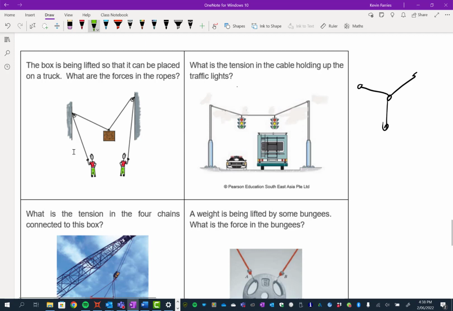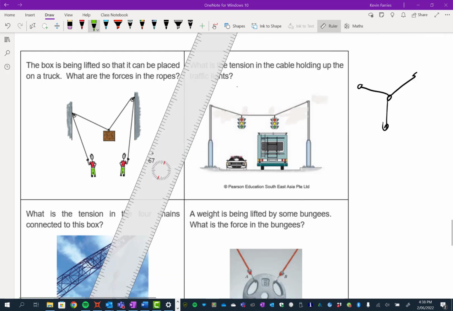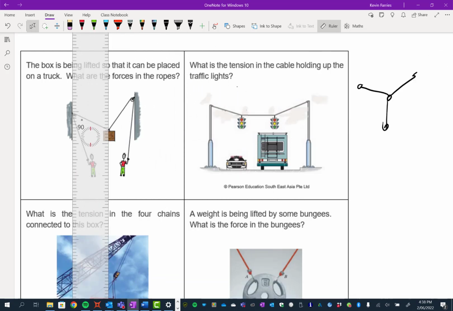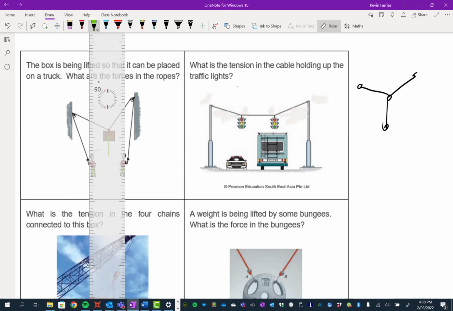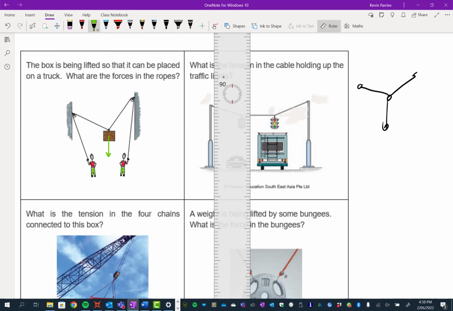The first thing we'd usually do is just have a think about what are the main forces here, what's causing the tension in that rope. What's causing the tension in the rope is the gravity acting on the box, so the weight of the box, which is acting downwards. We're going to draw that to the center of the box. Now, what's stopping the box from falling? Well, it's the two ropes.